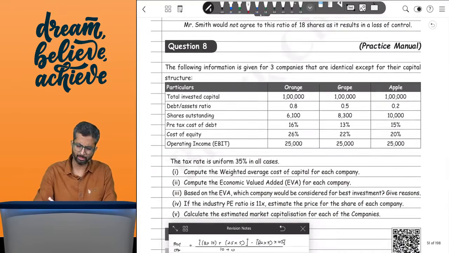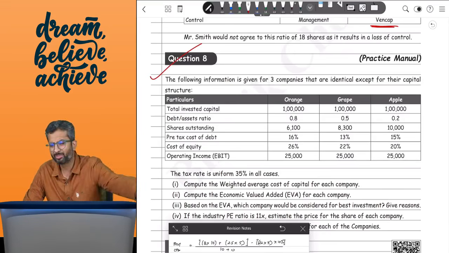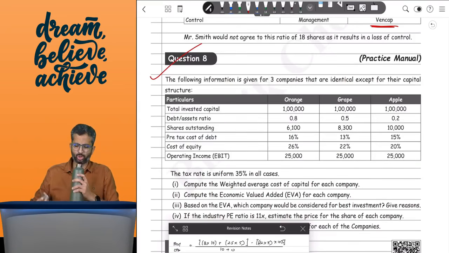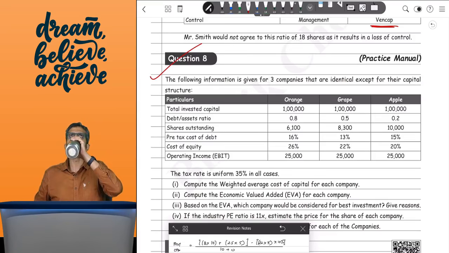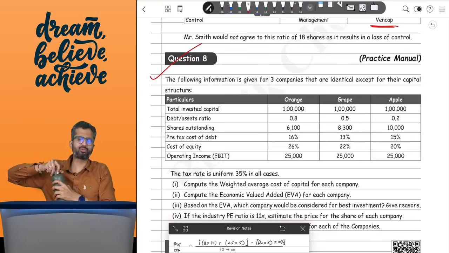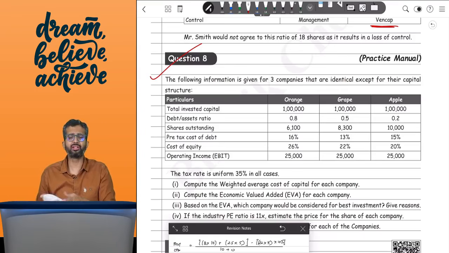Okay, question number 8. This is a question on EVA. Now, EVA is more of a business valuation concept as well, but some sums are also there in mergers. So we are discussing this over here only. But yes, you should do a little more practice for EVA because it is very, very scoring. It's not inherently directly linked to a merger concept per se.